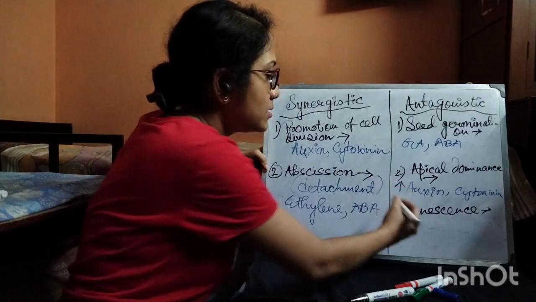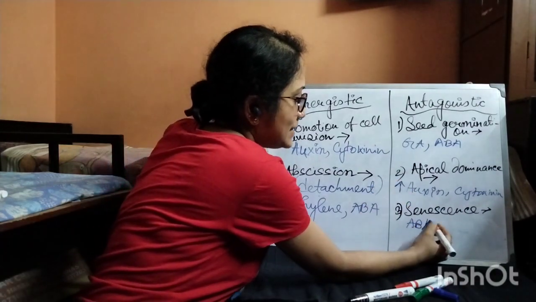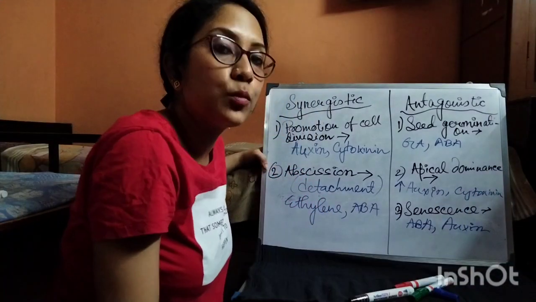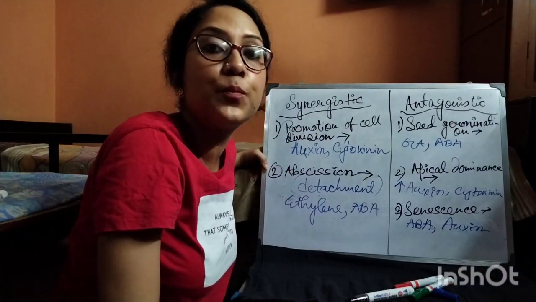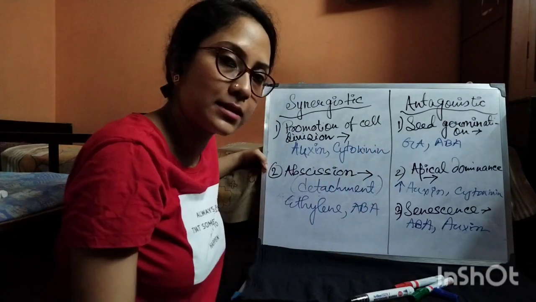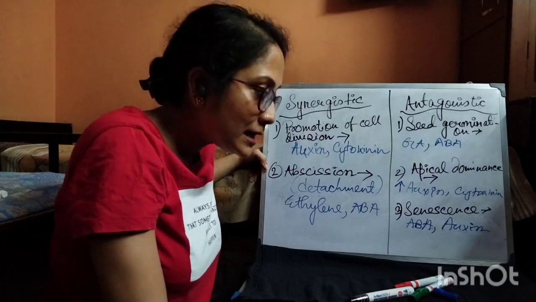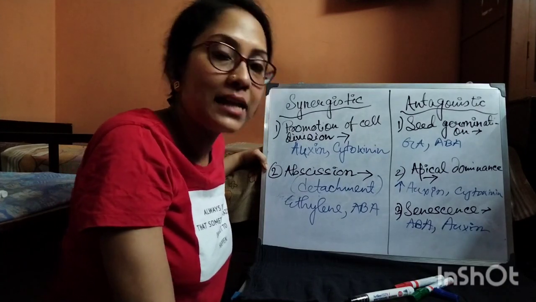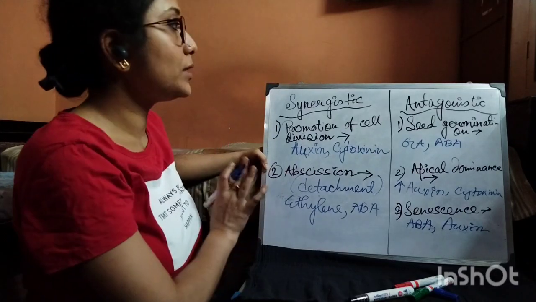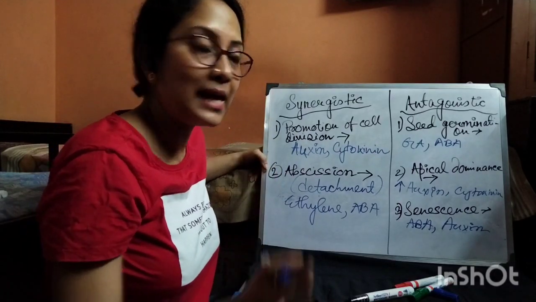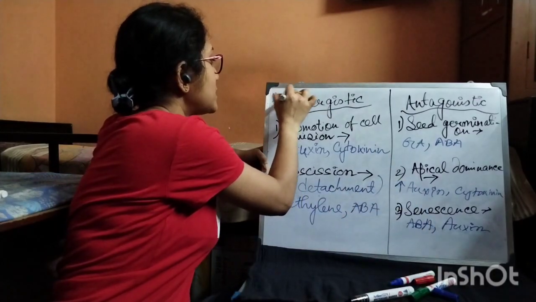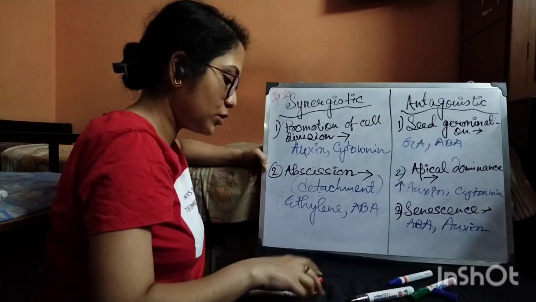What are the two hormones here? ABA or abscisic acid and auxin. From the name itself we can say abscisic acid will promote senescence, and auxin will inhibit senescence. That is why in case of senescence, abscisic acid and auxin act in an antagonistic manner. Okay. I think up to this you have understood well, and this is very, very important. I think you should write down the table in your copy.